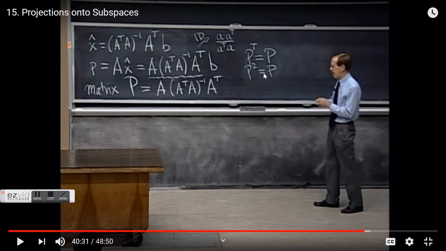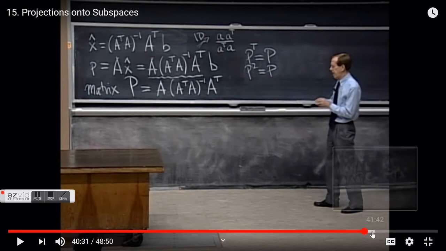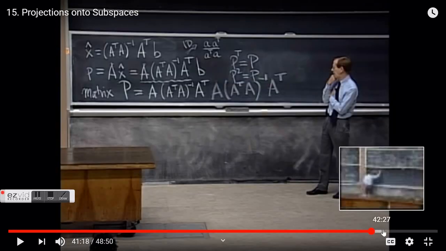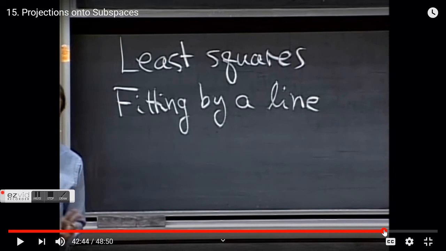Similarly, if you have P and you multiply it with another projection matrix, you will end up with one projection matrix. So you end up where you started from. So this is a situation you should keep in mind. Now, let's go into a very practical example, which is least squares fitting by a line.